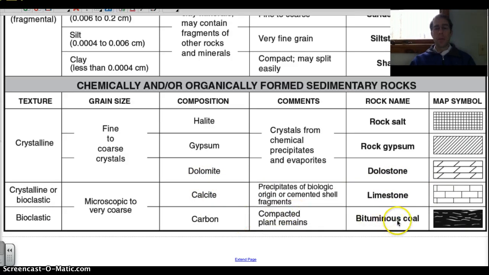Bioclastics, bituminous coal that is made from plants. Millions of years ago, the amount of carbon dioxide in the atmosphere was a lot higher. There was a lot more plant growth. Those plants died without being decomposed. They get pressed together, and over time, that pressure presses the plant material together enough that you get coal. And then we take that, we burn it for energy, and it produces carbon dioxide again.